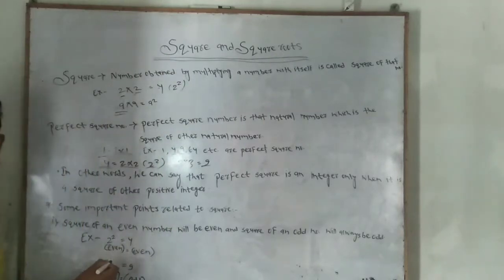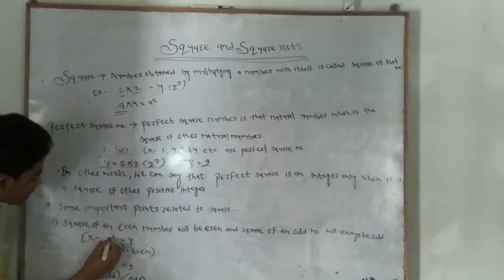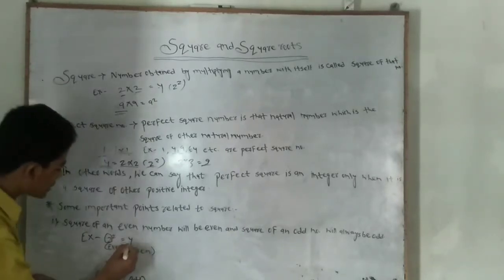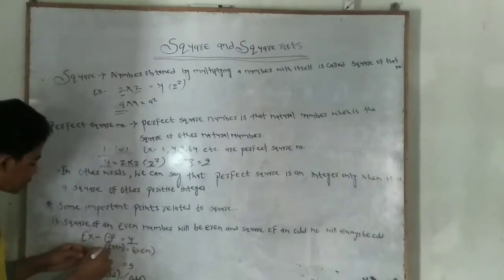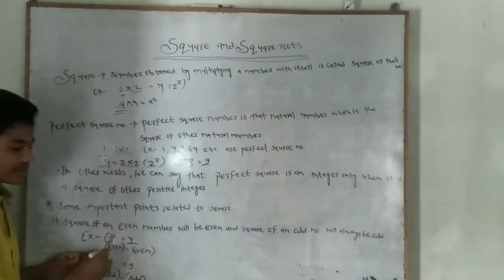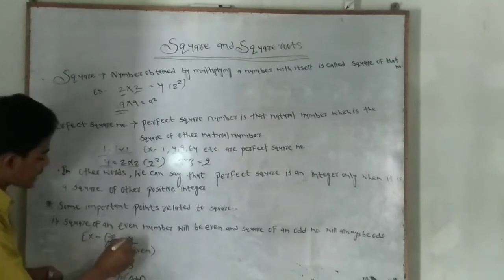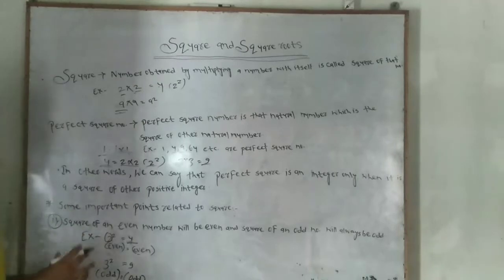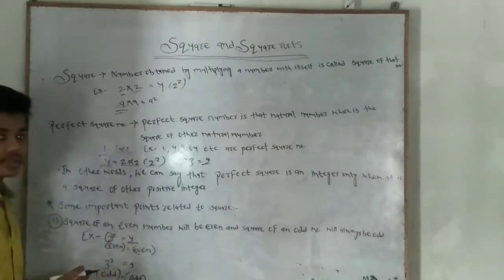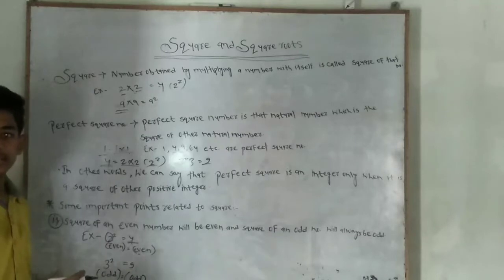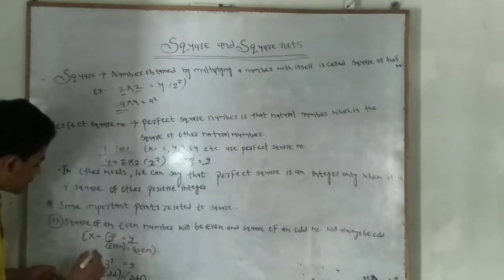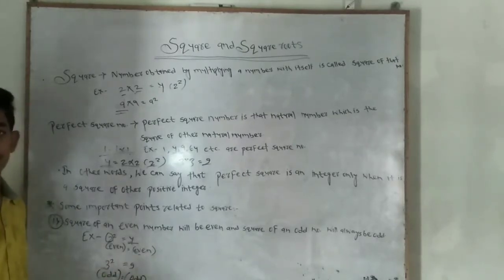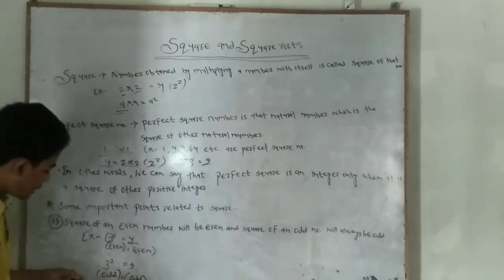Example: 2 square. 2 is an even number, and when I square it, I get the result 4. 2 is even, and the product which I have got is also even. So according to the first point, if we find the square of an even number, the result will also be even. And when we find the square of an odd number, the result will also be odd. Example: 3 square.